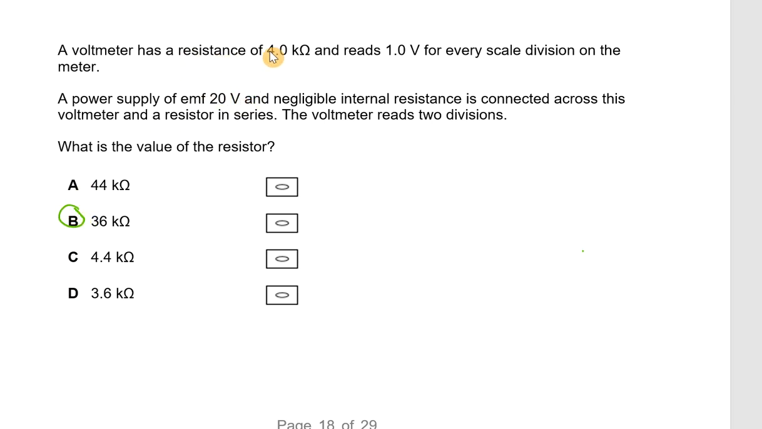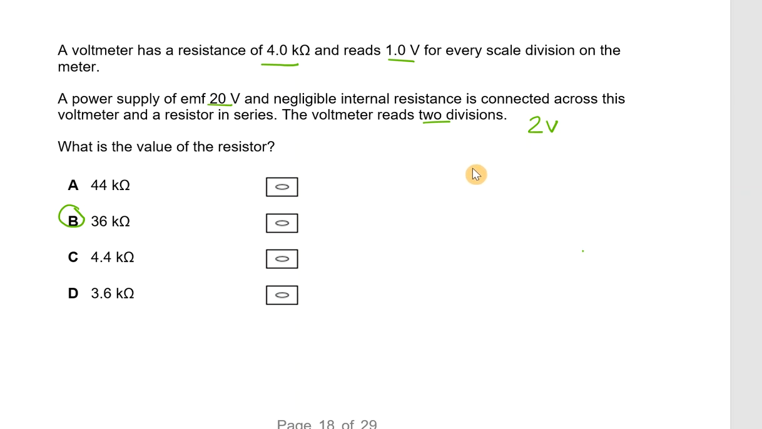So a voltmeter has a resistance of 4 kilo ohms and reads 1 volt for every scale division on the meter. A power supply of 20 volts and negligible internal resistance is connected across this voltmeter and a resistor in series. The voltmeter reads 2 divisions. Well, if the voltmeter reads 2 divisions and each division is 1 volt, then the voltmeter is going to be reading 2 volts. So let's have a look.